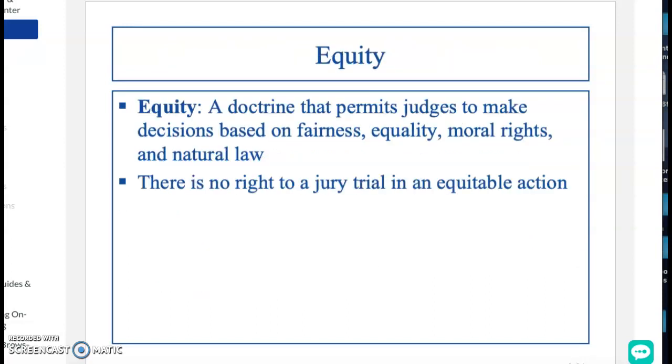Equity is a little bit different. This is a doctrine that permits the judge to make decisions based on fairness, equity, or moral rights. No jury trial in an equitable action. The court just will affirm the equity.